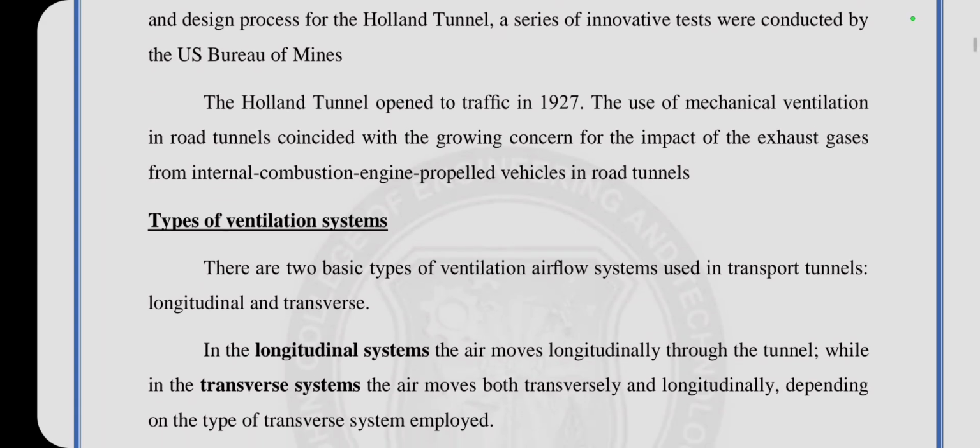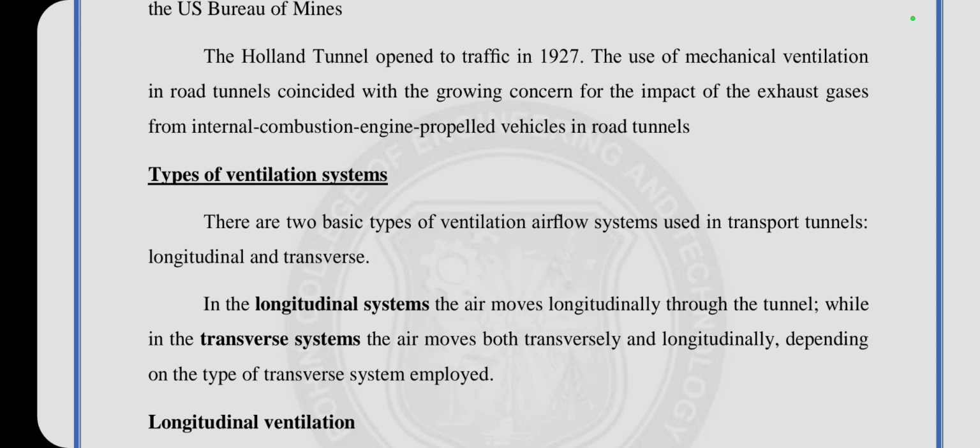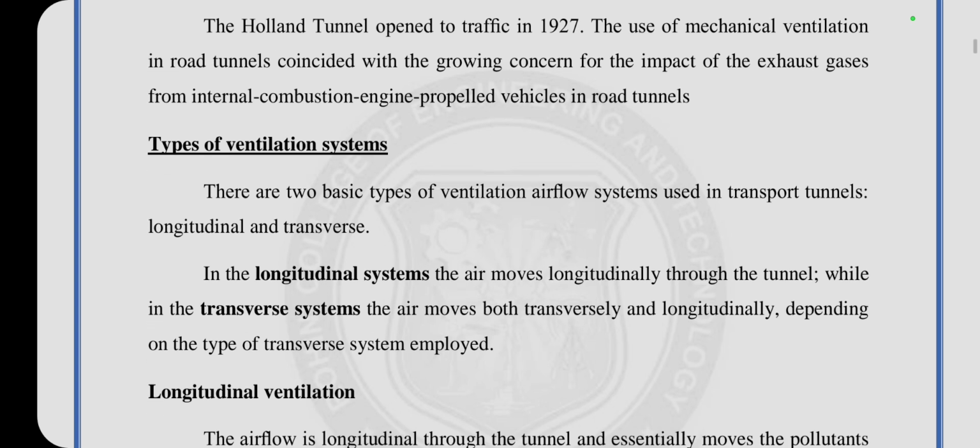Types of ventilation. There are two basic types of ventilation airflow systems used in transport tunnels: the longitudinal and the transverse. In longitudinal systems, air moves longitudinally through the tunnel, while in transverse systems the air moves both transversely and longitudinally depending on the type of transverse system employed.